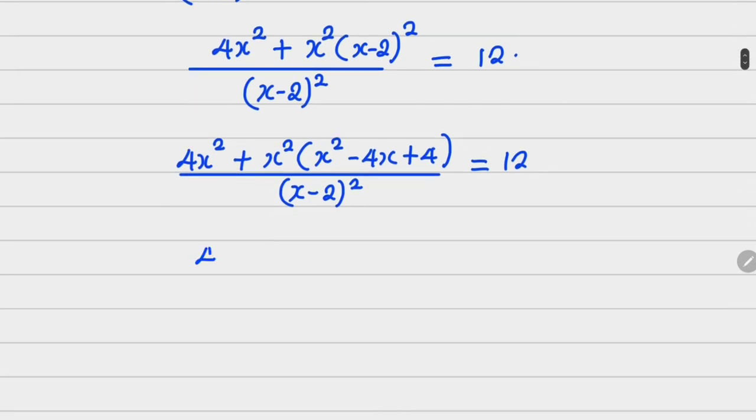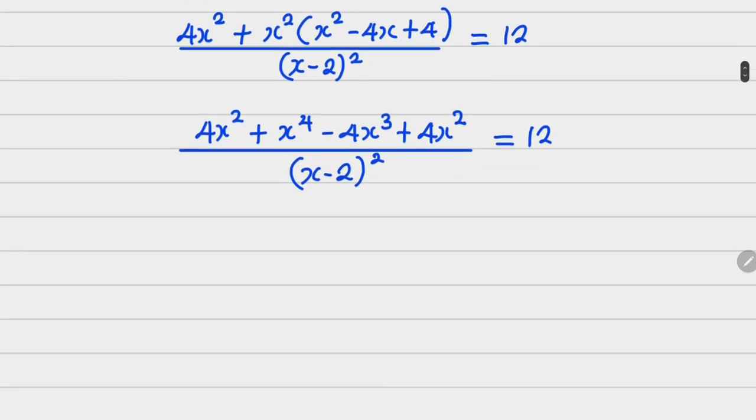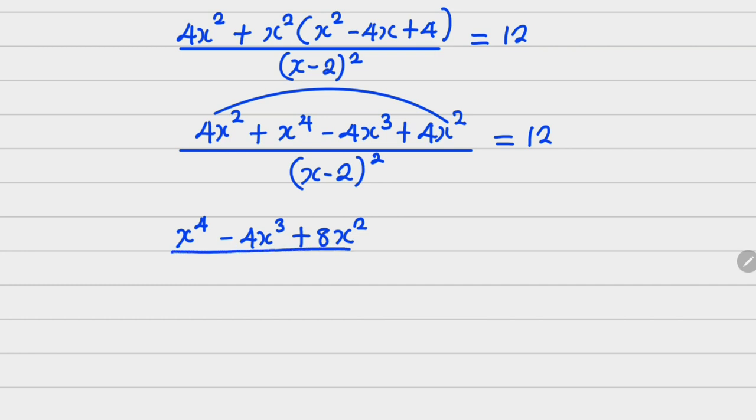Now working it further, I'm going to have 4x squared plus x raised to power 4 minus 4x cubed, then plus 4x squared, all over (x minus 2)² is equals to 12. Looking at it very well, I can bring x raised to power 4 first. Then I will rearrange to have minus 4x cubed, then plus 8x squared. Now I actually added these two. This will now be all over (x minus 2)² is equals to 12.